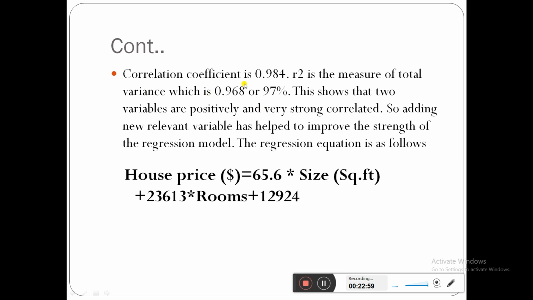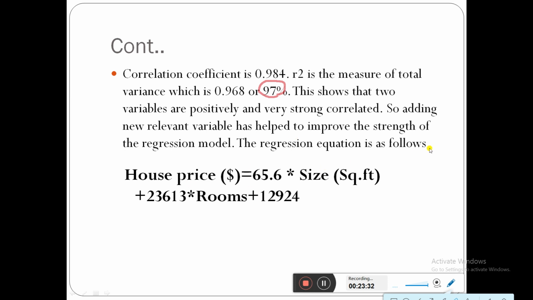Here the correlation coefficient is 0.984. R square is a measure of the total variance, which is 0.968, that is a total of 97%. The 97% is going to be related with that one. So the two variables are positively and strongly correlated with each other. So adding a new relevant variable is going to improve the strength of the regression model.